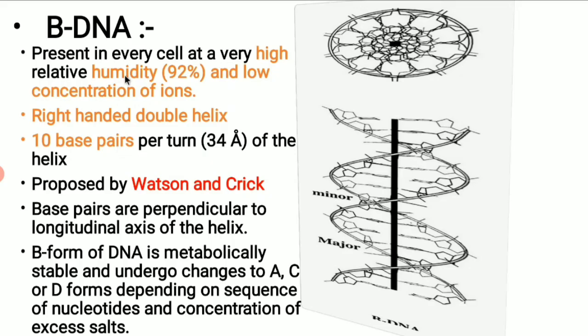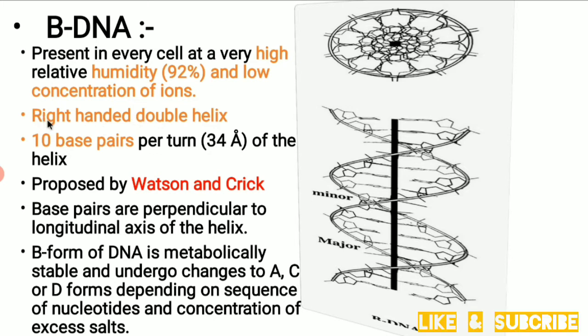So what condition requires bDNA? bDNA is present in every cell at a very high relative humidity and low concentration of ions. We already see that during high humidity, the DNA exists in a B form.